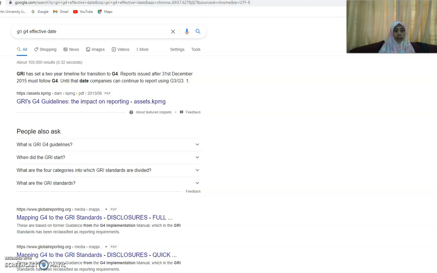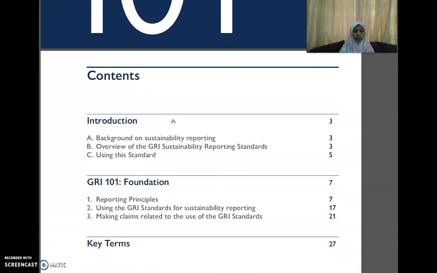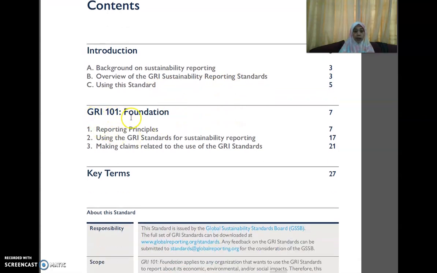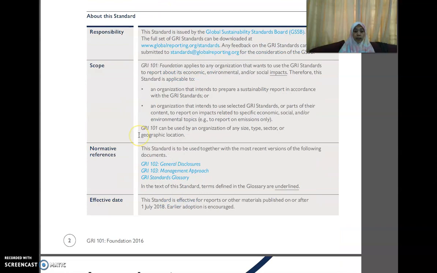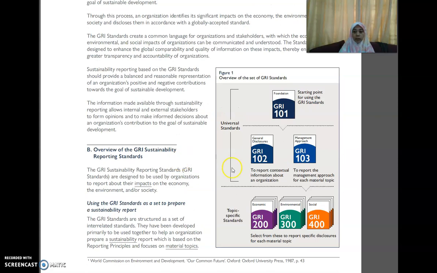So what is basically the GRI standard? Let's look, for example, at the first one. For the GRI standards, you have the GRI 101, that is the foundation. So what do you have there? You have the introduction, background on sustainability reporting, overview of the GRI sustainability reporting standards and how to use the standards. When companies need to report on their CSR activities, you have this as the guideline, that is the GRI standards.